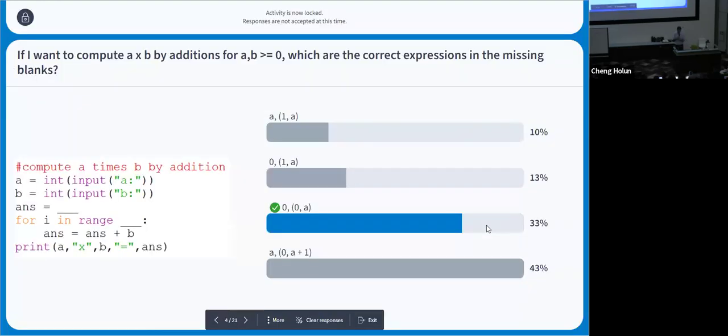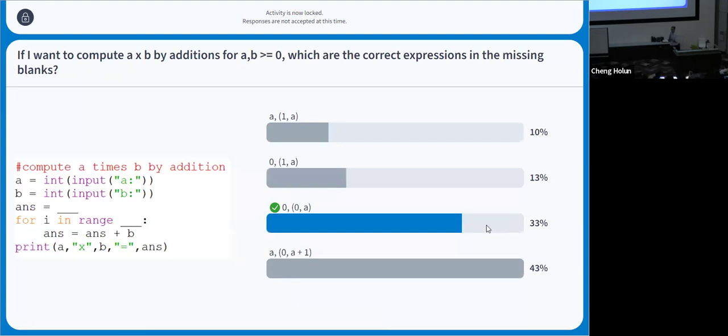Correct answer is... ooh. Why so many people wrong? I want to add B A times, which is the loop that I will actually loop A times. Is 0 to A, right? And then the initial value of the answer is 0. And this one gives you what? This one will actually loop A plus 1 times, so the result is actually B times A plus 2.